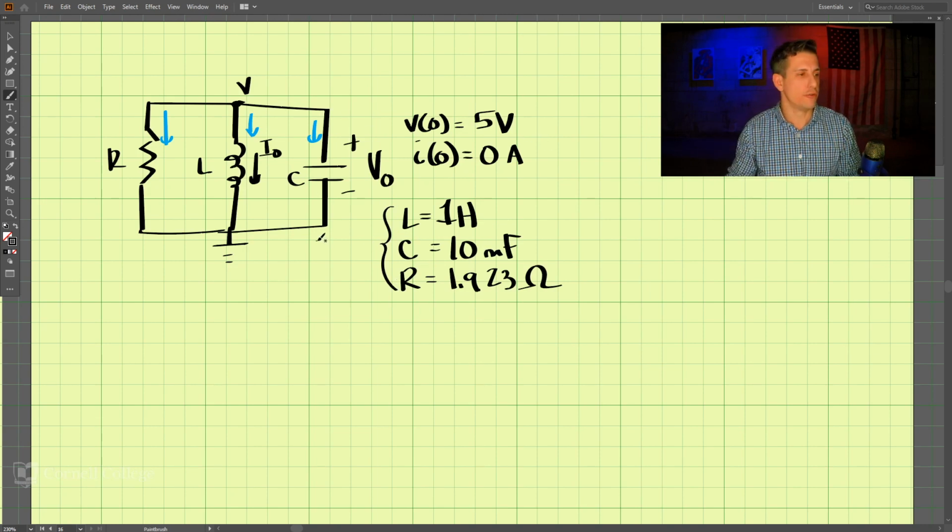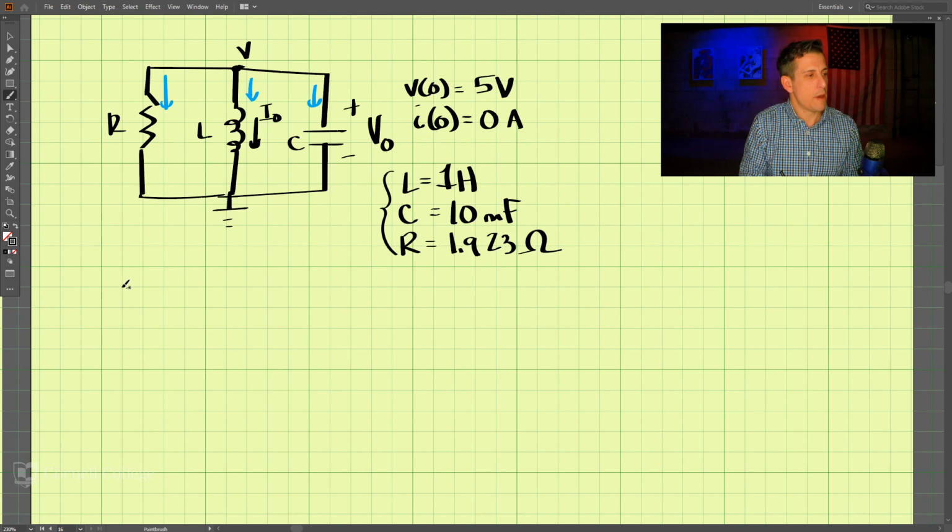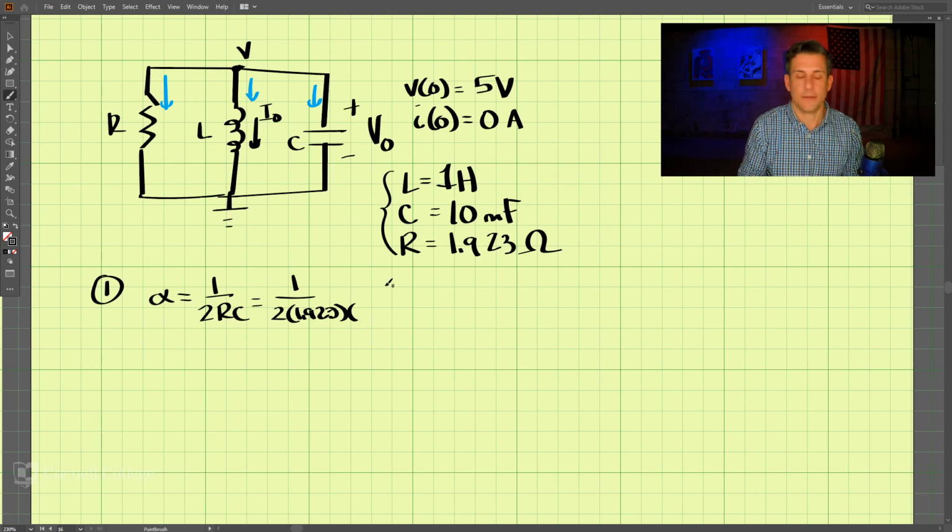Now we want to solve this circuit. So remember, the first step is to figure out alpha, and alpha is equal to 1 over 2 R times C, which is equal to 1 divided by 2 times 1.923, this value here, times our capacitance, which is 10 times 10 to the negative third, because it's milli. So this value comes out to be 26.